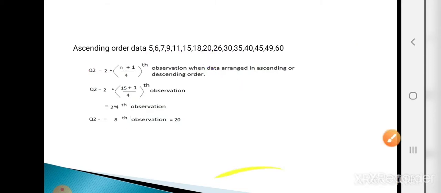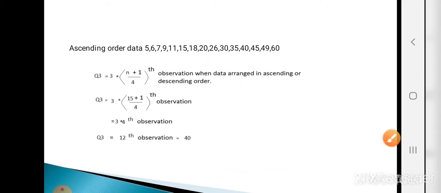Now the last, Q3. For Q3 just put i equal to 3 in the formula. So Q3 is equal to 3 times (n plus 1) divided by 4th observation when data is arranged in ascending or descending order. So in the bracket, what is the value of n? 15. So 15 plus 1 divided by 4th observation. So 15 plus 1 divided by 4 is 4. So 4 times 3 is the 12th observation.